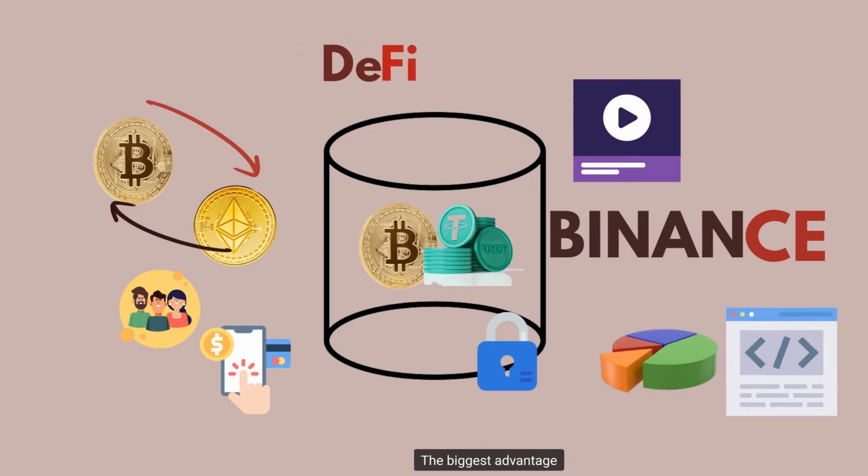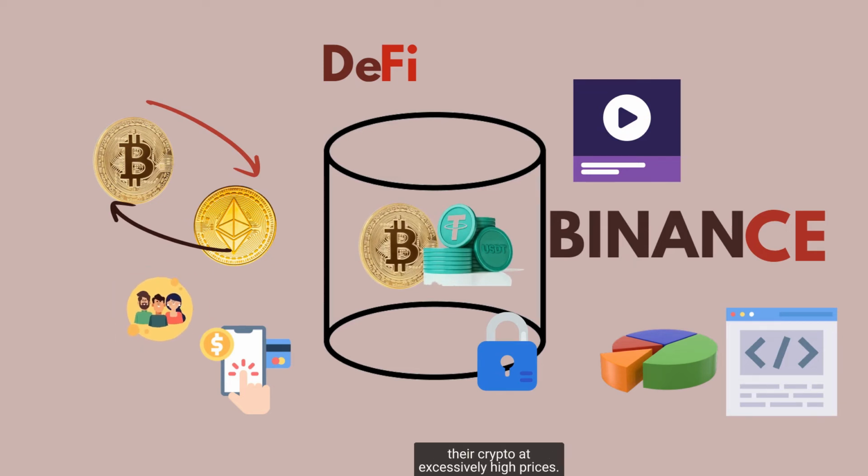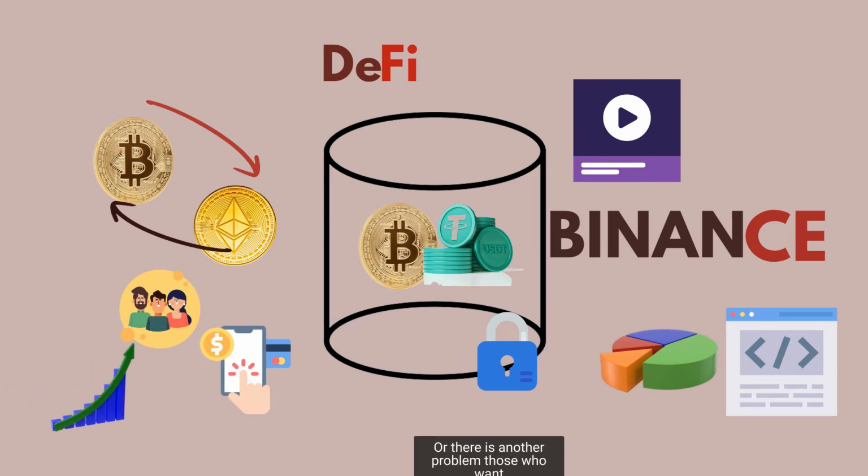The biggest advantage of liquidity pools is that you don't have to worry whether you will find a buyer whenever you want to sell. There's already a pool of funds locked for that purpose. Before liquidity pools, you would have to negotiate with people wanting to sell their cryptos at excessively high prices. Or there was another problem, those who want to buy your coins at rather low prices.